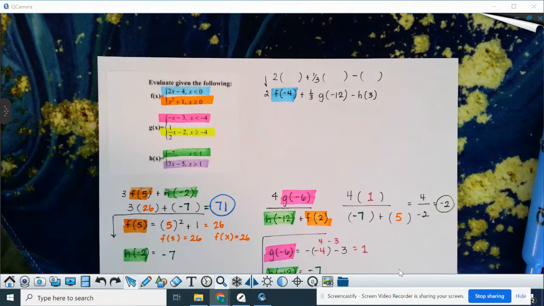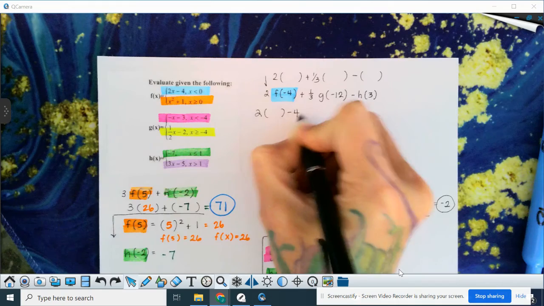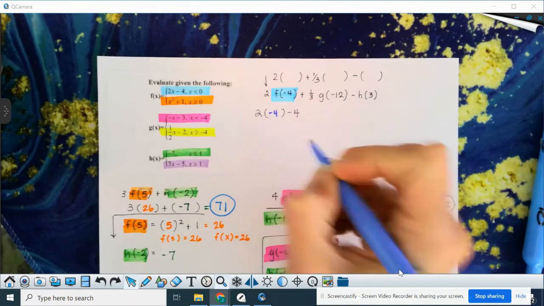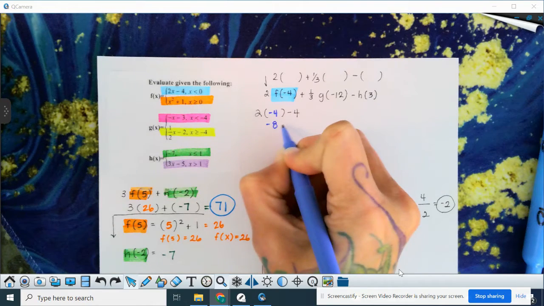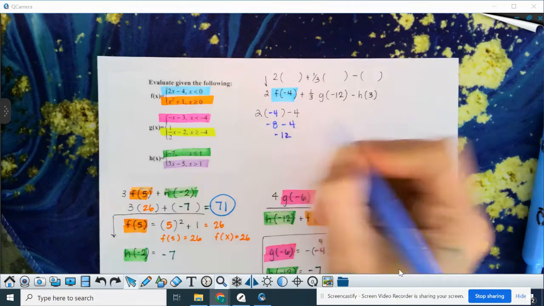So looking at the f of negative 4, so we're using the blue function. 2 times our x value minus 4. And our x value was given to us as a negative 4. So 2 times a negative 4 is a negative 8 minus 4, which is going to give us a negative 12.